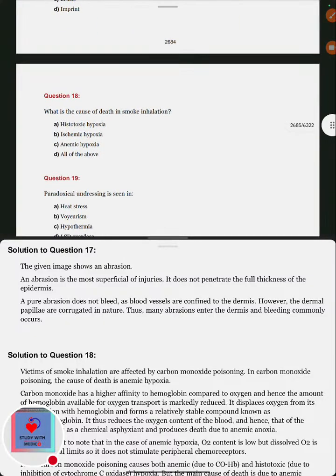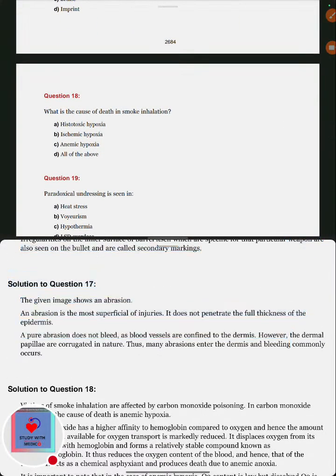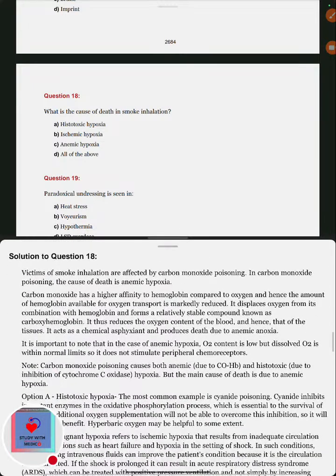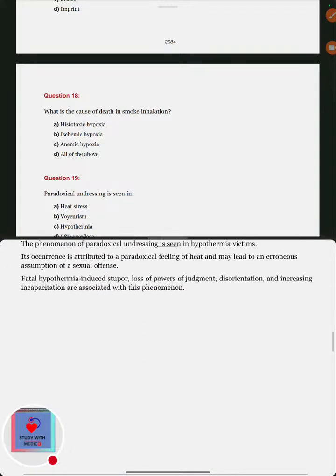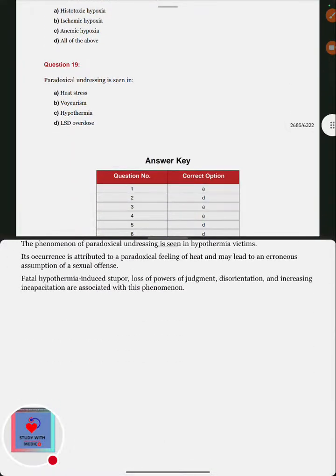What is the cause of death in smoke inhalation? Smoke contains carbon monoxide, which causes hypoxia. Okay. Carbon monoxide has a higher affinity for hemoglobin compared to oxygen.